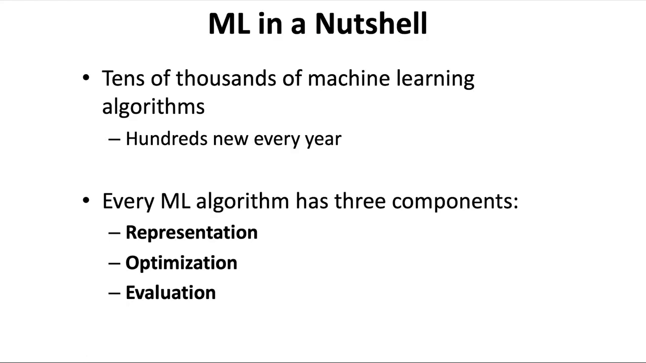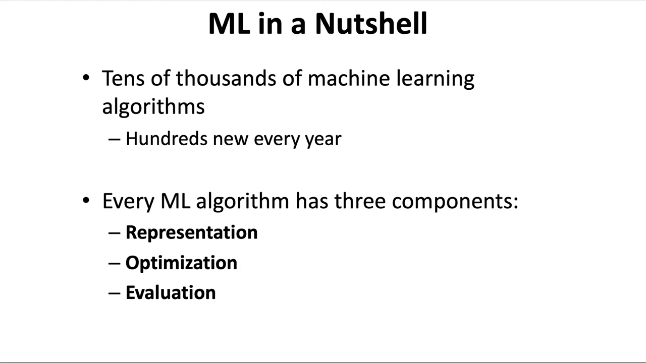Let's talk about machine learning in a nutshell before we end the video. So there are tens of thousands of new machine learning algorithms every year. And we're going to talk about this in the third video of this series, but it's important to recognize that every machine learning algorithm has three components: representation, optimization, and evaluation. What do these mean? Representation is how the model is represented in terms of its input and outputs and its features and labels. Optimization is how we minimize the loss or increase the accuracy of our model. And evaluation is how we determine how our model really performs in the real world.